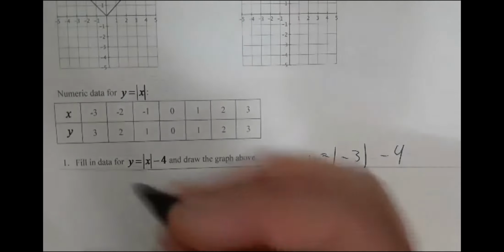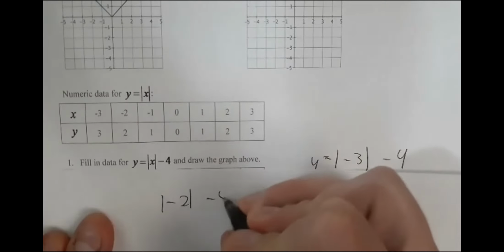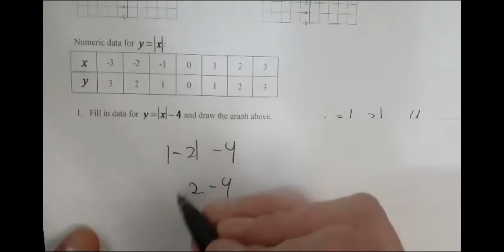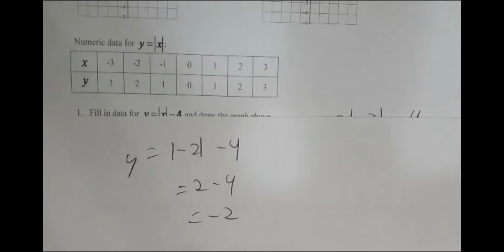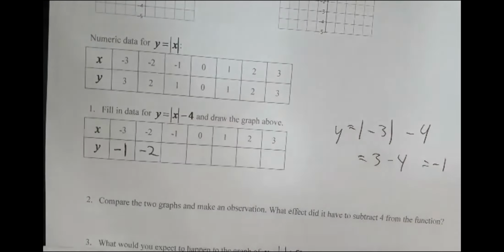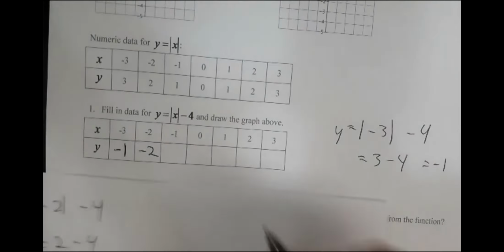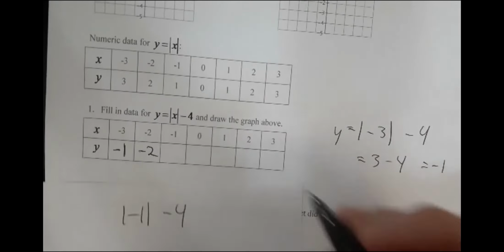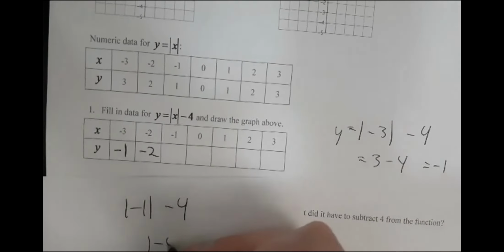Now I'm doing what? -2. So if I do -2, 2 minus 4 is giving me a -2. And this is my y value when x is -2, is a -2. When x is -1, I'm doing the absolute value of -1, which is 1. I'm subtracting 4. This is like 1 minus 4, which is going to be -3.